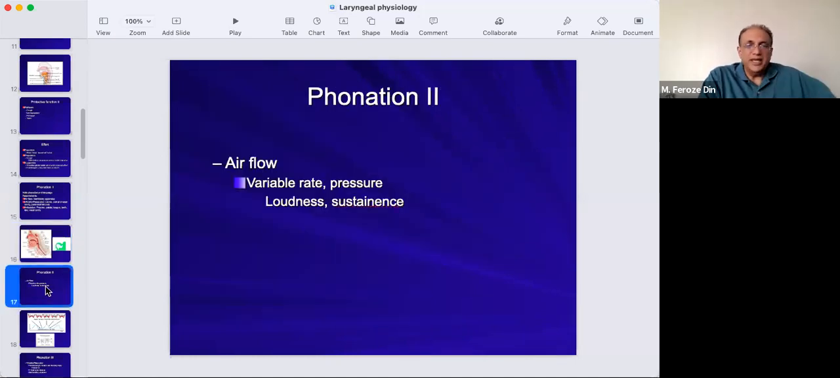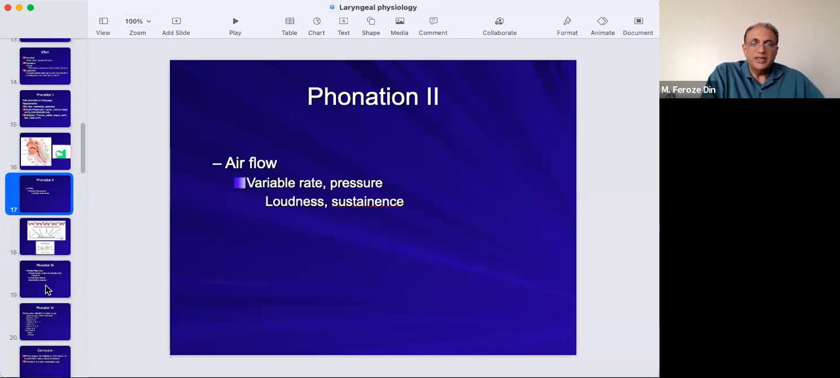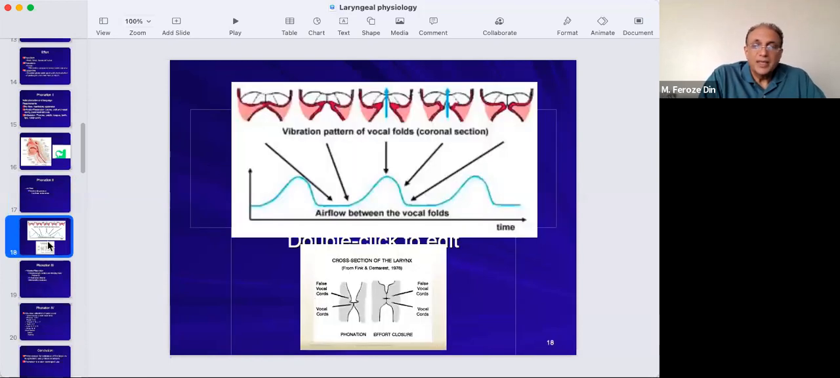I've already mentioned to you that if you increase the rate and pressure of the airflow, the loudness and sustenance of sound changes. If you look at a cross section, this is how vibrations occur. If the vocal cords are closed, then when the air pressure rises, a little bit passes through, then the vocal cords close again. And so the gradual opening and closing of the vocal cords is what results in the vibration of the air.